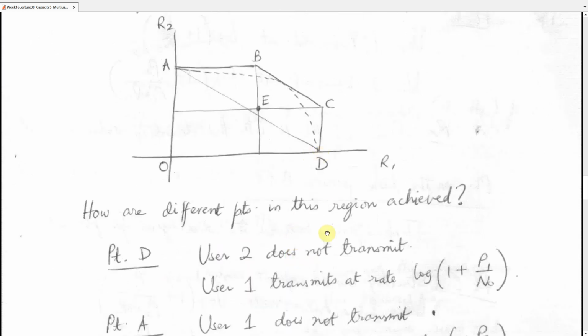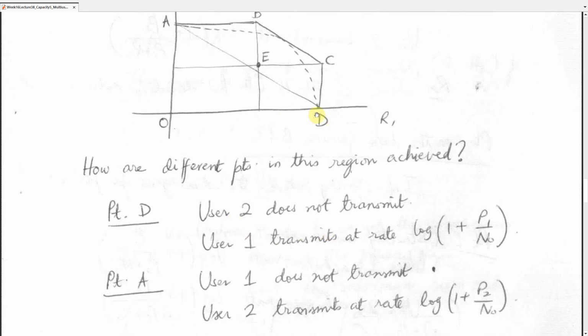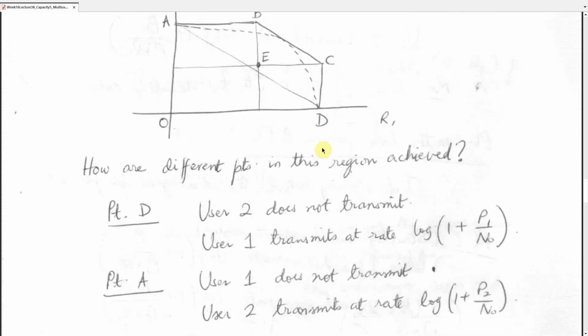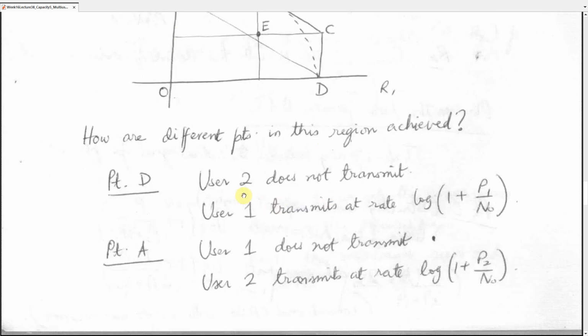Let's see first point D. Point D is the point in which user 2 does not transmit and user 1 transmits at rate log of 1 plus P1 over N naught, because the x-axis represents rate R1 and the y-axis represents rate R2. If we have point D, it means that only user 1 is transmitting and user 2 is not transmitting. What does point A say? Of course, it is the opposite of point D. User 1 does not transmit, but user 2 transmits at rate log of 1 plus P2 over N naught. P1 and P2 can be different.